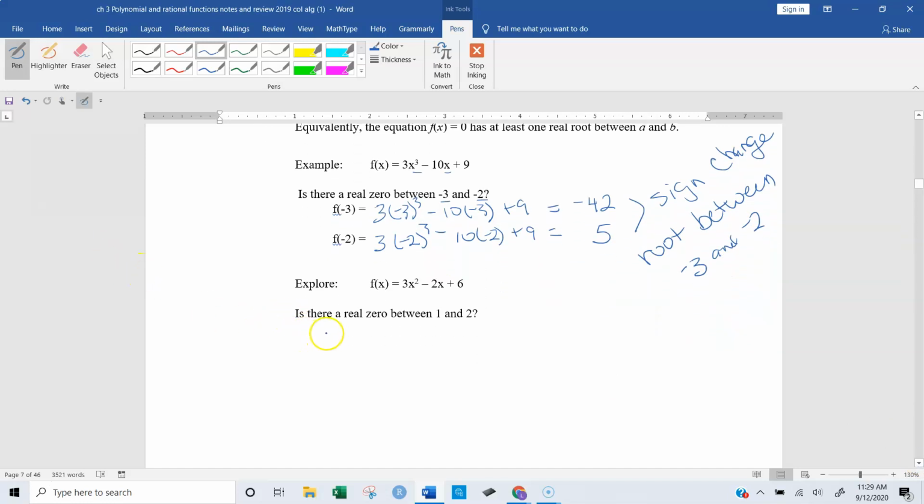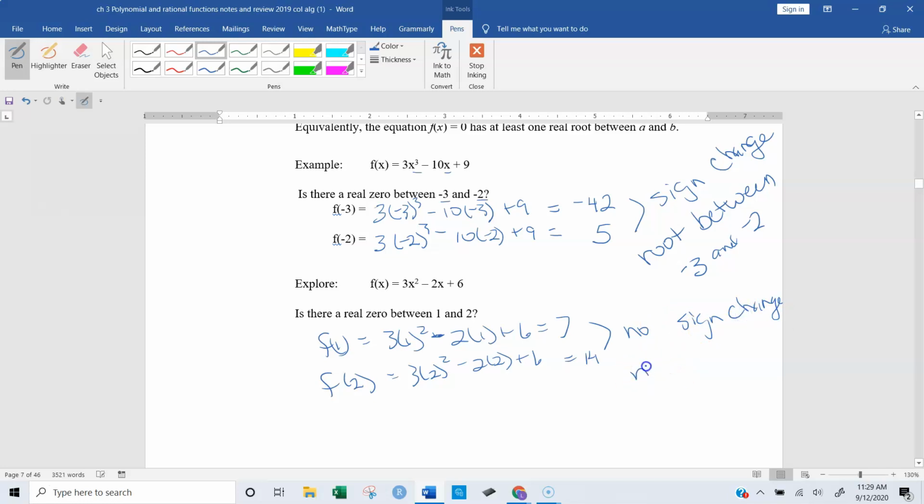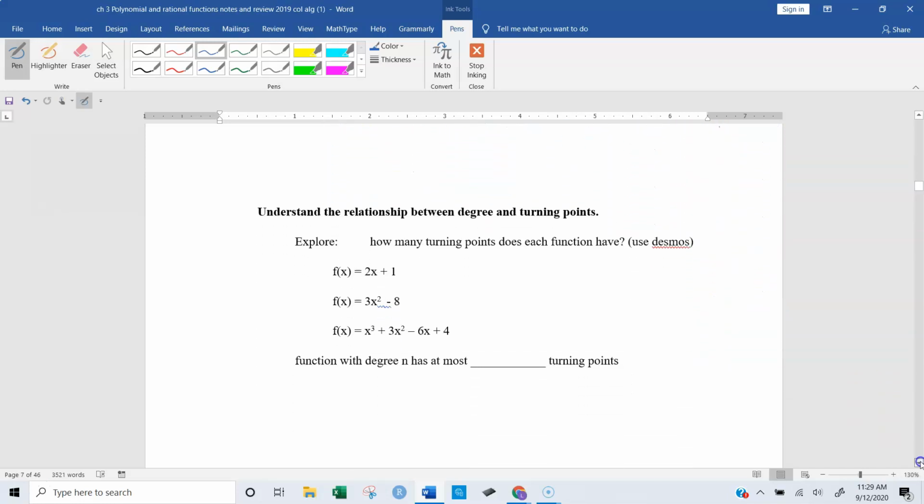So when you did f of 1, you plugged 1 in, right? 3 times 1 squared minus 2 times 1 plus 6, and you should have gotten 7. You plugged in 2: 3 times 2 squared minus 2 times 2 plus 6, and you got 14. All right, no sign change means there is no root between 1 and 2. We're going to use that later on to graph stuff.